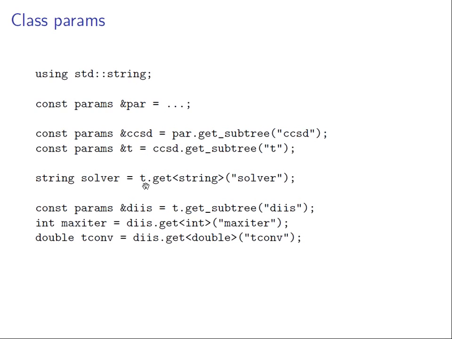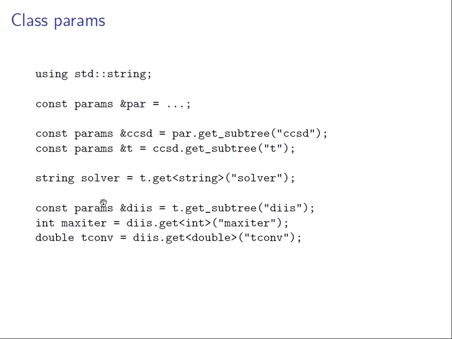Now, okay, so let's look at this line closely. T is just an object of class params, and then get is a templated function, and this string in the angle brackets means that we want to extract a value of the type string. This is just standard C++. There's nothing super fancy here, but I'm just explaining what's going on. And solver is just the name of the parameter. So it will look inside T, find the parameter called solver, and then return it to you as a string. That's what it does.